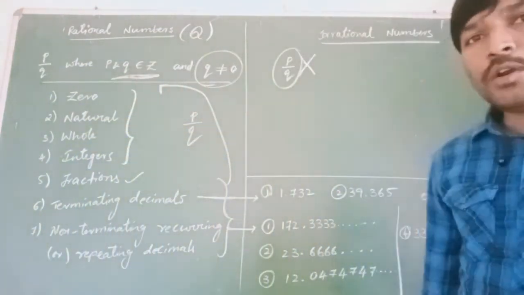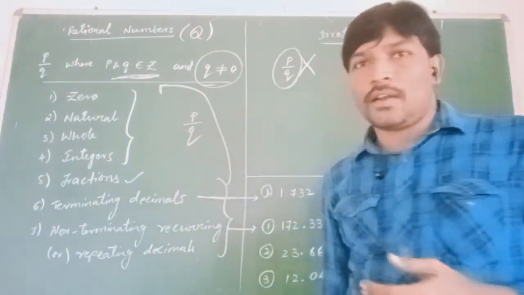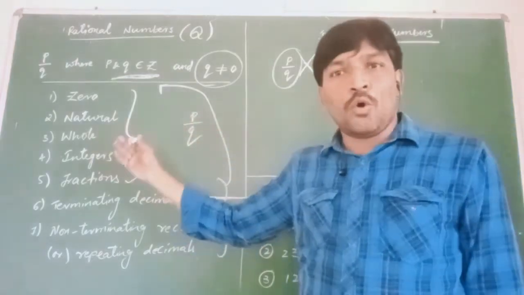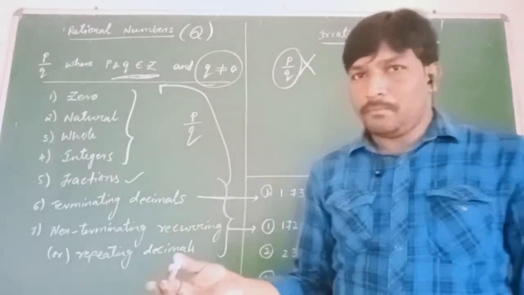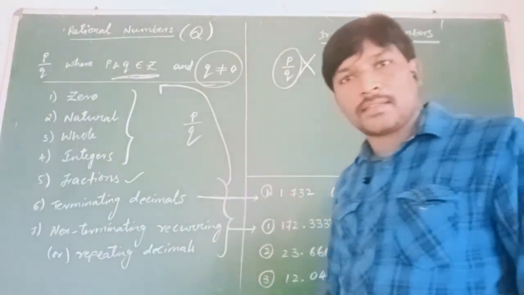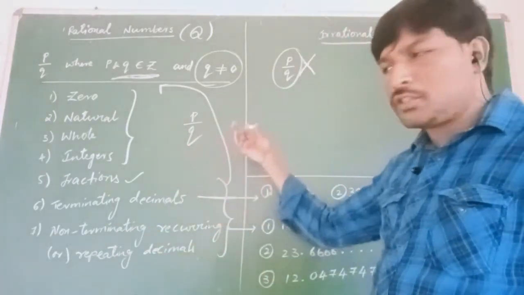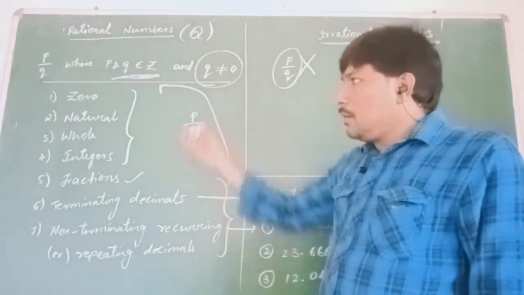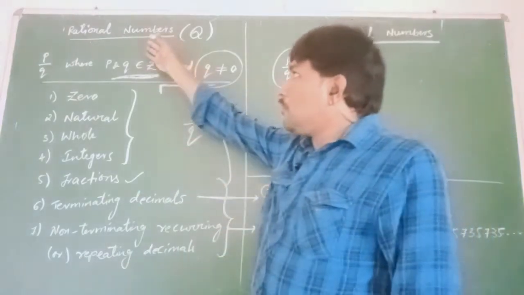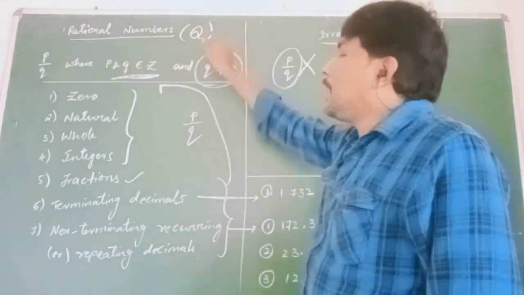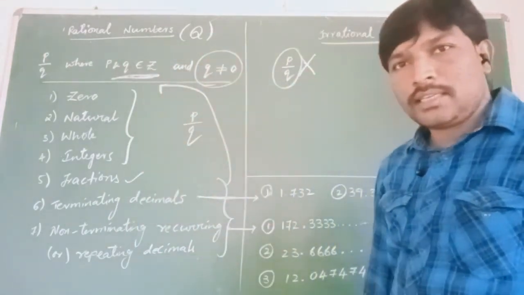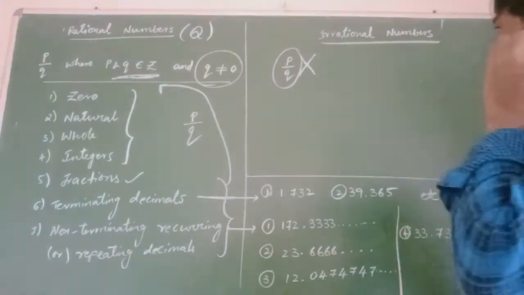Already we have different symbols for numbers: natural numbers N, whole numbers W, integers Z, positive integers Z plus, negative integers Z minus, and similarly for non-negative and non-positive. In the same way, the set of rational numbers is represented by the letter Q. Clear, I think. Next, let's come to the irrational numbers.